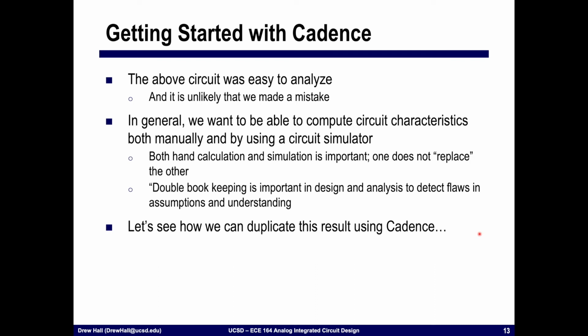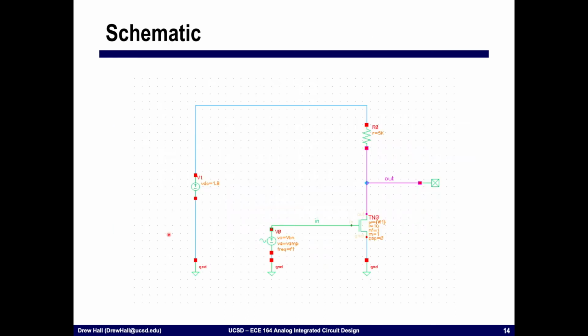Okay? And so, you know, I count this as double bookkeeping in some sense, that we're doing this twice, once by hand and once through the simulator, but it's important to really understand the circuit. Okay? And so what I want to do is take this very simple circuit that we just did, and I'm going to duplicate the results using Cadence. So here I've created a schematic.